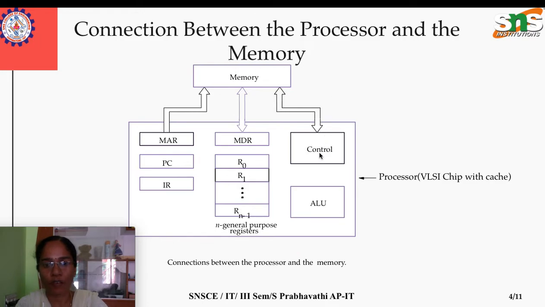And of course we have the control unit, which controls when to read the data or when to write the data. The signals are enabled to the memory, and only then does the reading and writing operation take place. Today's modern processors are made of very large scale integrated chips, with the cache memory built into them. So this is the connection between the processor and the memory.